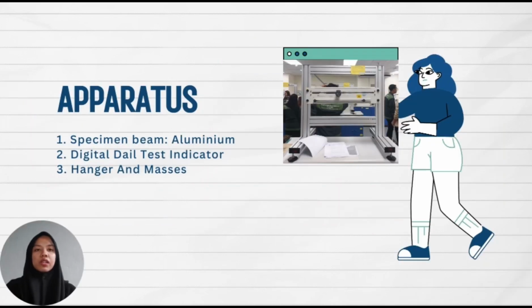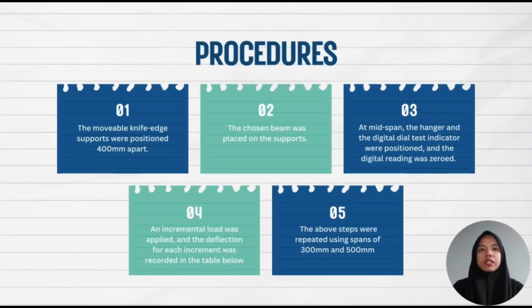The apparatus used in this lab were a specimen beam made of aluminium, a digital dial-test indicator, a hanger, and lasers. The procedure of this lab is, firstly, the movable knife edge supports were positioned 400 mm apart. The chosen beam was placed on the supports. At mid-span, the hanger and the digital dial-test indicator were positioned and the digital reading was 0.